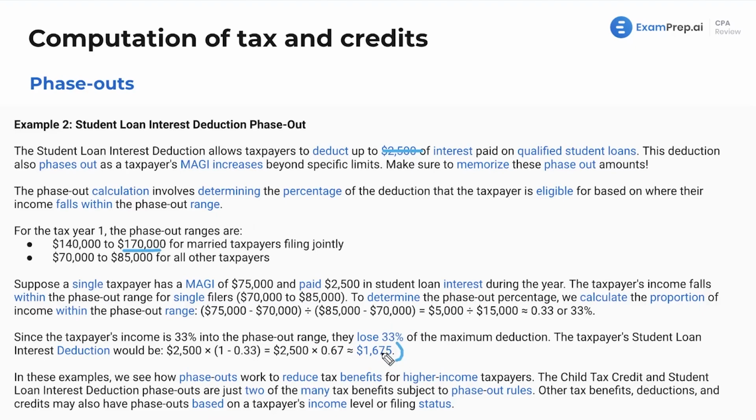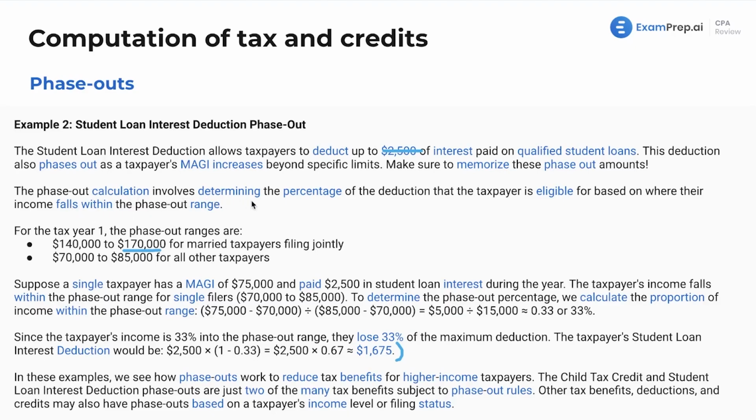Spoiler, we see the answer here. You see it's not zero, but it's also not the full $2,500. It's somewhere in the middle, and we'll deal with the math and see how that works. So this deduction also phases out as the MAGI increases beyond specific limits. Make sure to memorize the phase out amounts. You'll see that throughout the entire lesson here. We've got a lot to memorize, but once you do it, you'll get those free points in the exam.